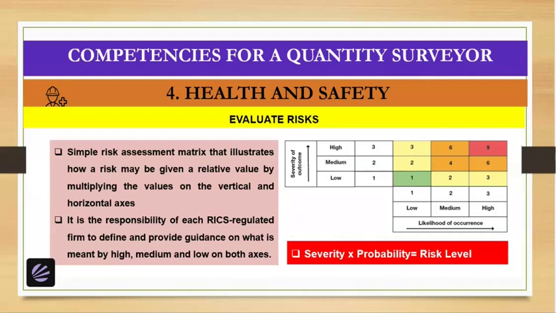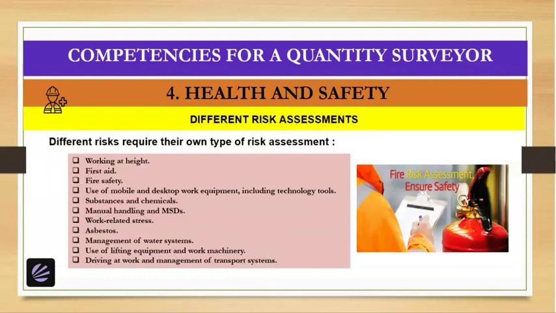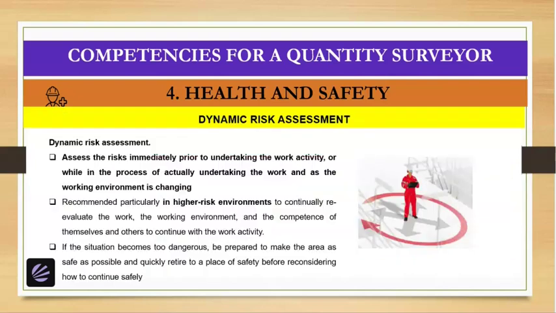So, a simple risk assessment matrix illustrates how a risk may be given a relative value by multiplying the values on the vertical and horizontal axis. It's the responsibility of each RICS regulated firm to determine and provide guidance on what is meant by high, medium, and low on both axes. So there are different risks which require different risk assessments, like first aid, fire safety, and so on. We will look into each of these hazards in another video.